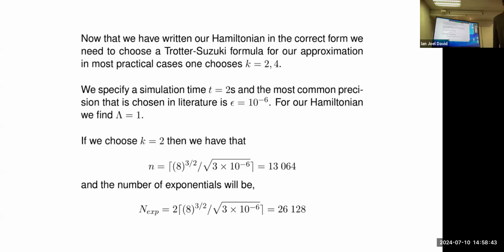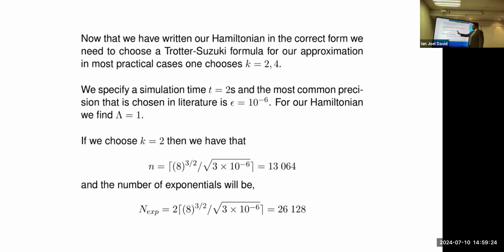And once you do that, you want to choose an order for your Trotter-Suzuki formula. In most practical cases, you're going to choose 2 and 4. The reason why you choose 2 and 4, and we'll talk about this next week, is because the number of Trotter steps that you need, or the number of applications of your Trotter-Suzuki formula, grows quite fast as you increase the order. So just as an example, if I specify a simulation time of 2 seconds, and I choose the most common precision that you may use, which is just 10 to the minus 6.